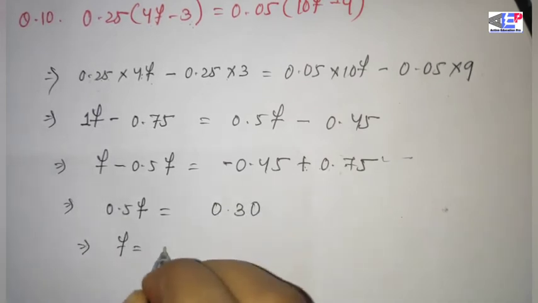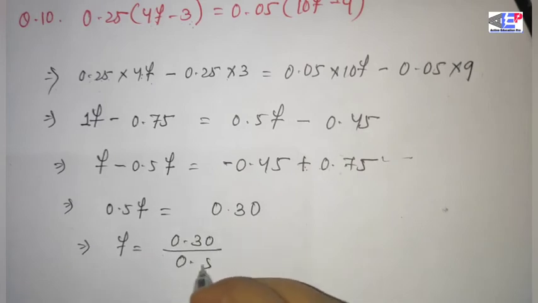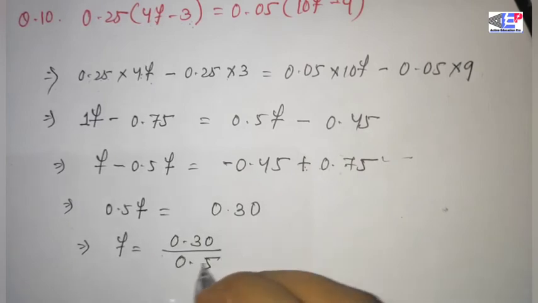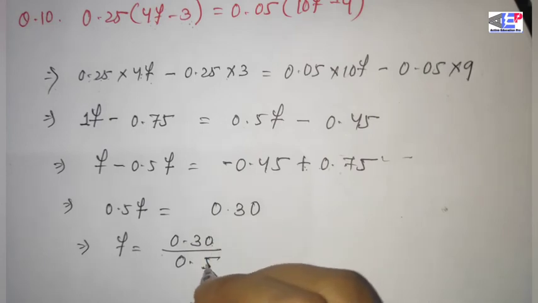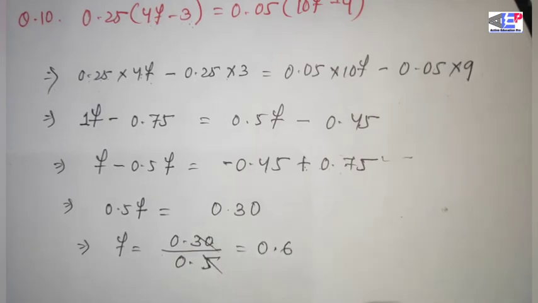And now f will be 0.30 by 0.5. The numerator has two decimal places, the tenth place and hundredth place, and the denominator has one decimal place, the tenth place. So 30 divided by 5 is 6, and since there are two decimal places in the numerator and one in the denominator, our answer contains one decimal place. So the answer is 0.6.